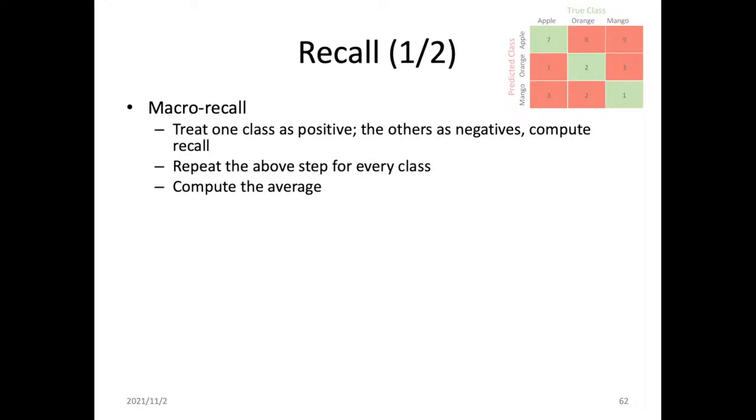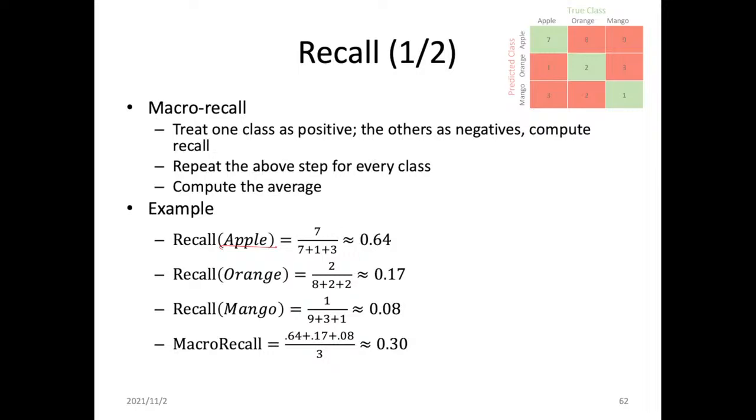Okay, recall. What is macro recall? Again, we just treat each class as positive, compute a recall, repeat the process for different classes, and average them. Here, if we treat apple as the positive class, what's the definition of recall? Recall is: out of the truly positive instances, what's the percentage that are predicted as positive by my model? So here we have, in fact, 7 plus 1 plus 3, 11 fruits that are indeed apple. And out of them, 7 are predicted as apple. So recall is this much.